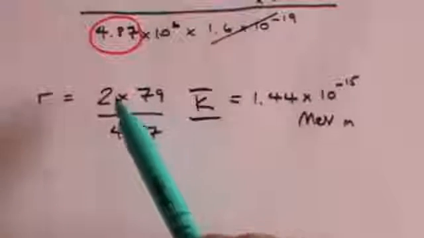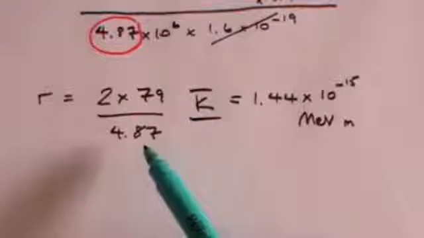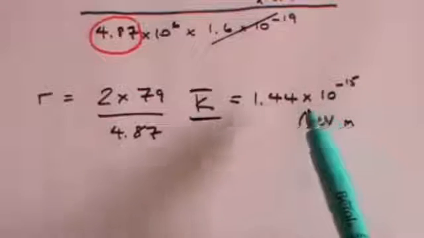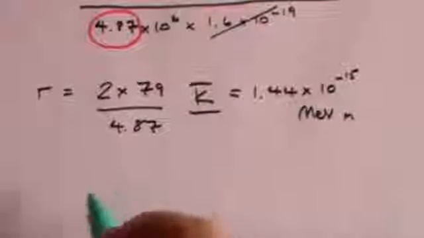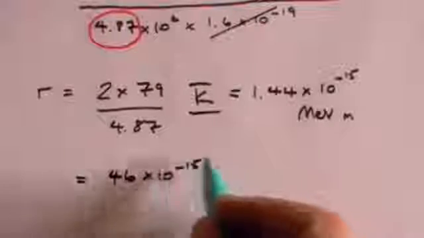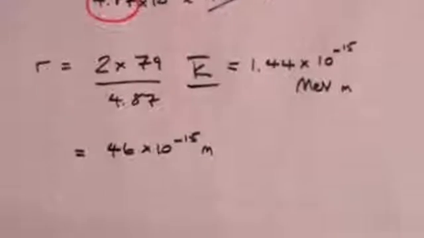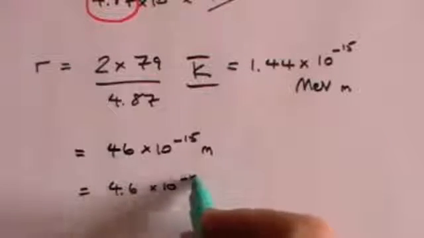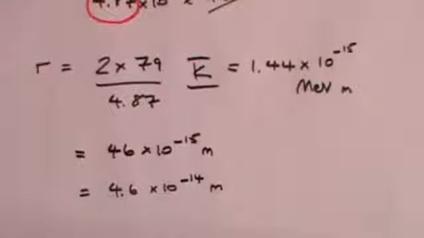We simply say 2 times 79 divided by 4.87 times 1.44 times 10 to the minus 15. And that comes to 46 times 10 to the minus 15 meters. Or, if you prefer, 4.6 times 10 to the minus 14 meters.